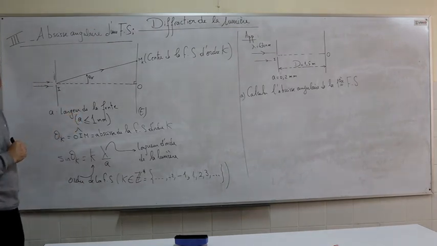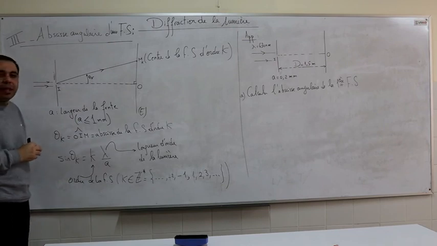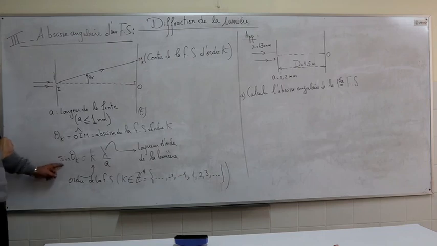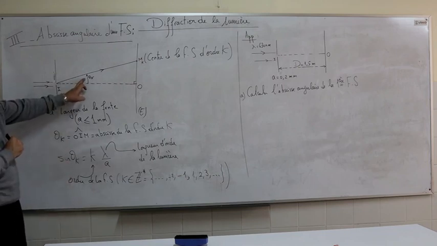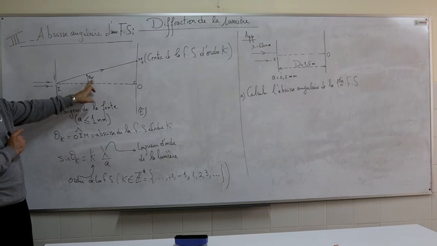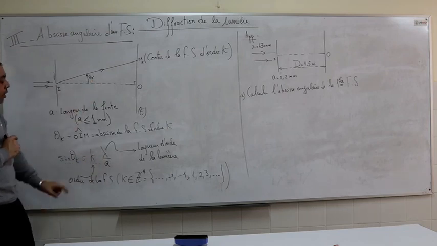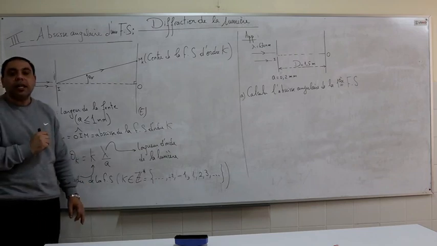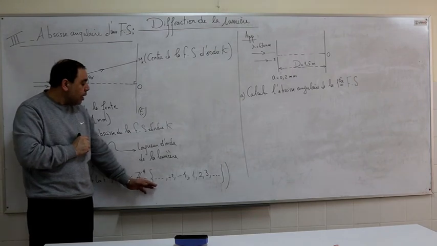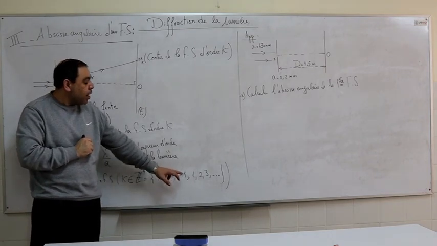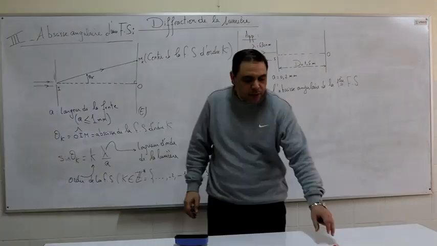Now, according to Huygens principle and some difficult mathematics, which we will not cover here, we obtain the following expression of sine theta k, the sine of the angular abscissa of the dark fringe of order k, which is equal to k lambda over a, where lambda is the wavelength of the used light or radiation, a is the width of the slit, and k is the order of the dark fringe, which is always a non-zero integer: -3, -2, -1, 1, 2, 3, etc.